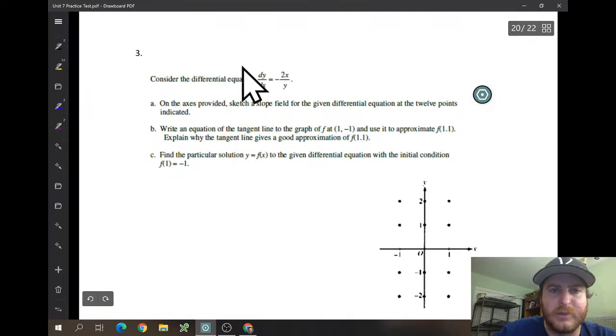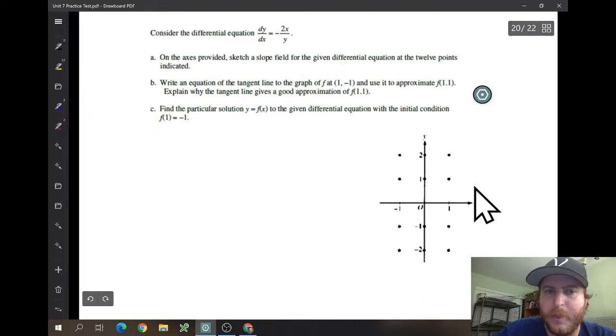Next up, we have consider the differential equation. So another one of these, negative 2x over y. On the axes provided, sketch a slope field. So again, this time they have 12 points. And you can kind of write it out, or you can do it in your head. I'm going to show just doing this one in my head.